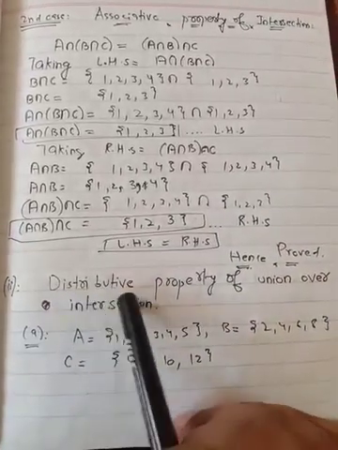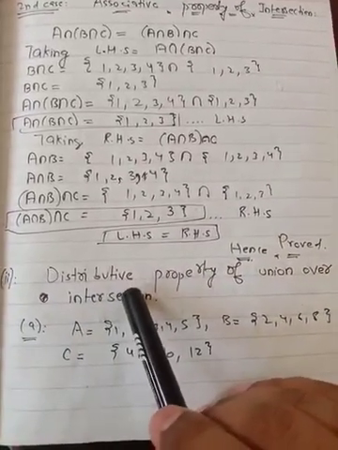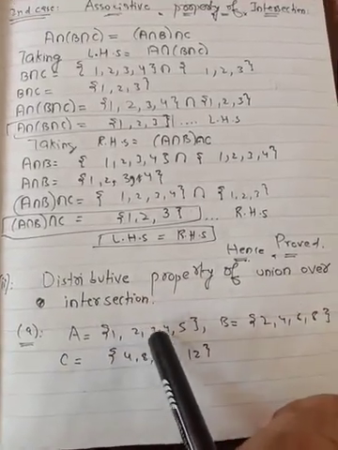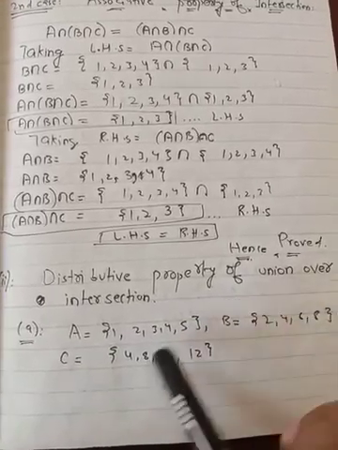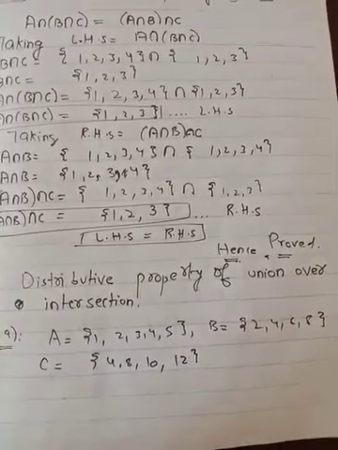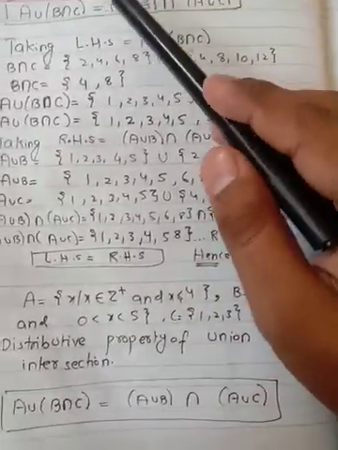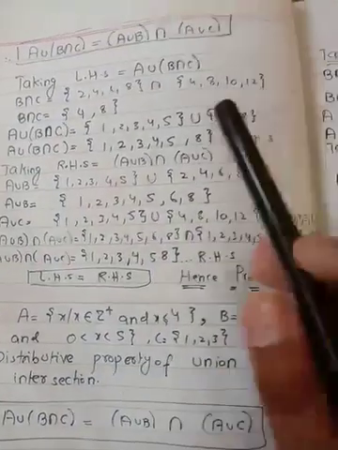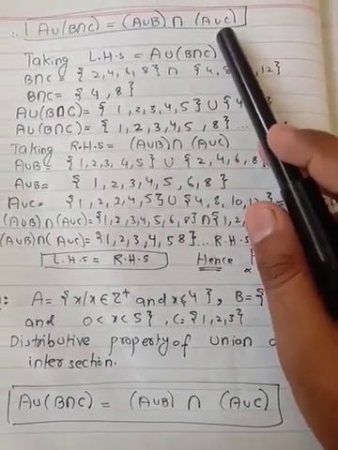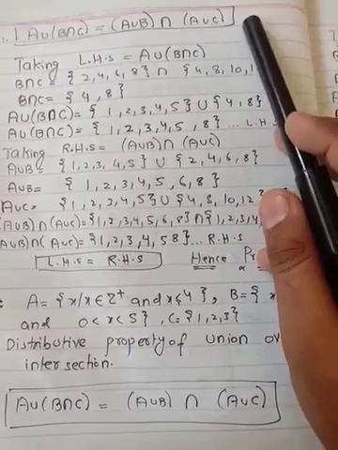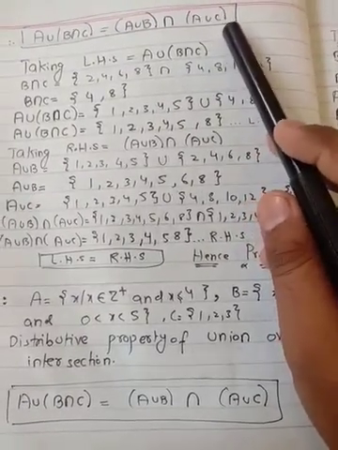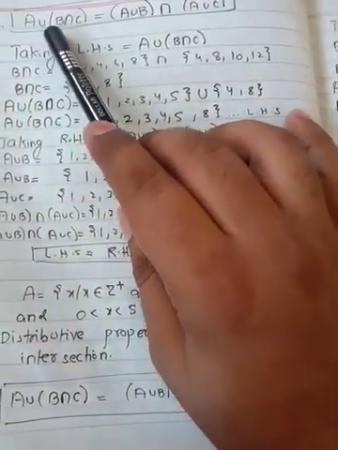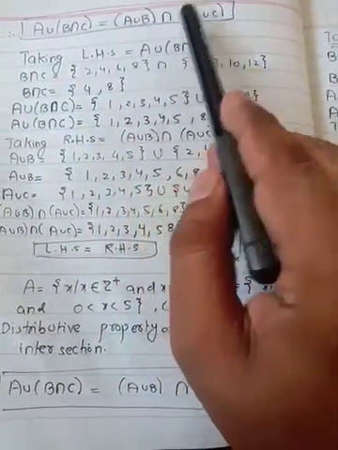Next we will do the distributive property of union over intersection. Now we have to find the distributive property of union over intersection. The sets given here are A is 1, 2, 3, 4, 5, B is 2, 4, 6, 8 and C is 4, 8, 10, 12. First we will solve this property for question A, then we will solve it for question B. Here the property is A union (B intersection C) equal to (A union B) intersection (A union C).